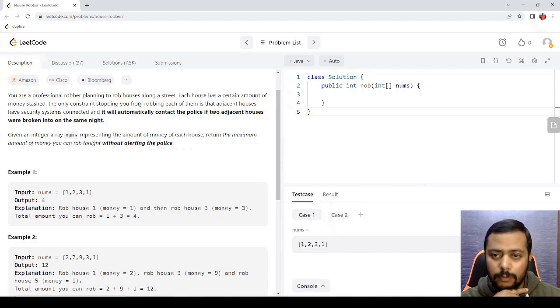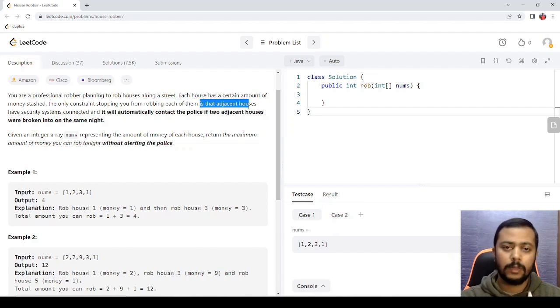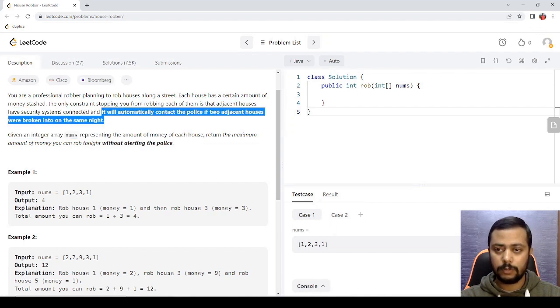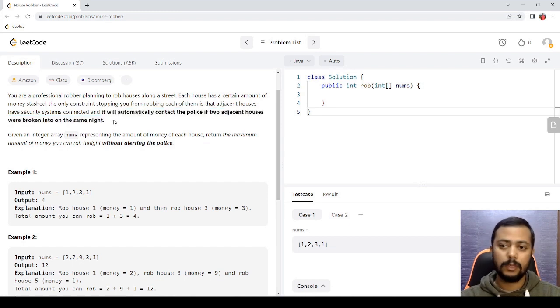The only constraint stopping you from robbing each of them is that adjacent houses have security systems connected and it will automatically contact the police if two adjacent houses were broken into on the same night. So given an integer array nums representing the amount of money in each house, return the maximum amount of money that you can rob without alerting the police. So basically the restriction is that we cannot rob two adjacent houses or the police will be alerted.